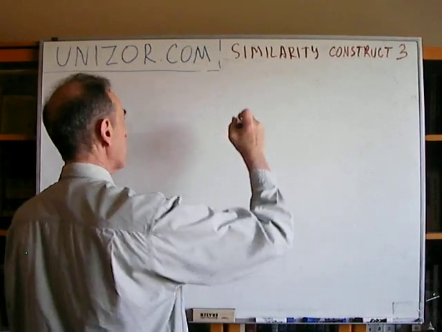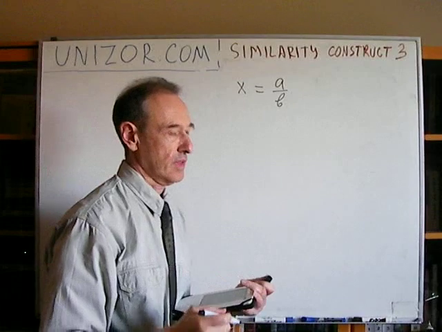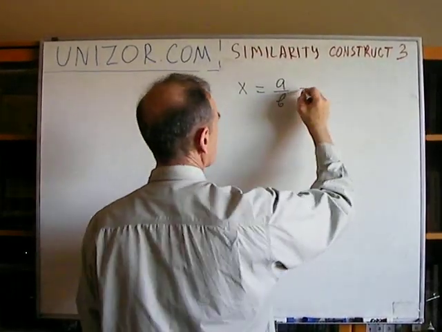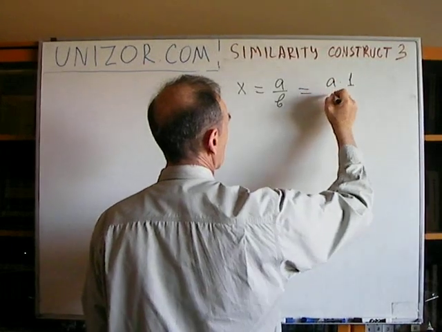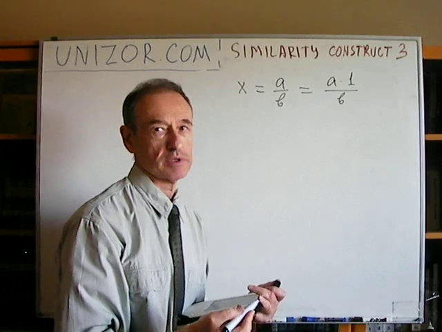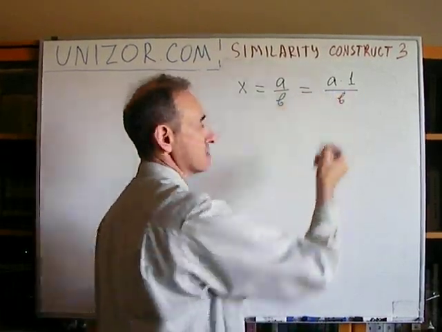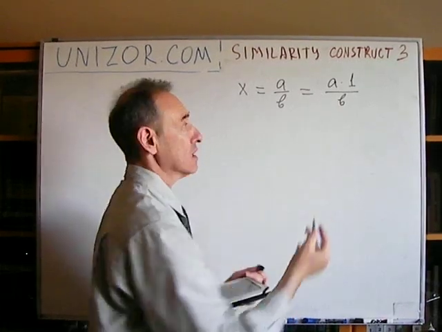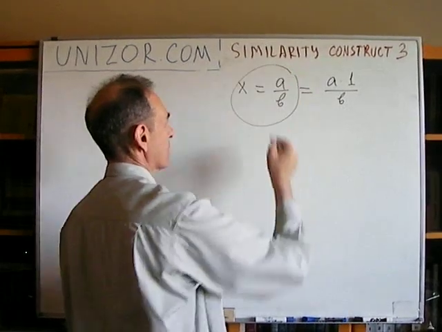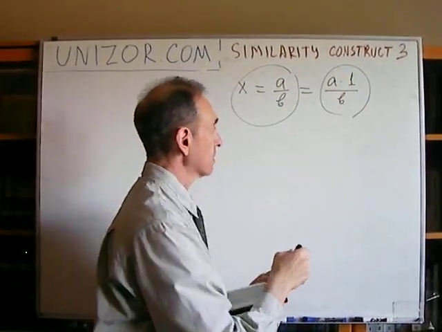Next is maybe a little bit strange. Now, what it actually means in this case, it means A times 1 over B, where 1 is a unit segment. So it's basically the same problem as before, but one of these three given segments is a unit segment. And it's implied, whenever you see something like this, that there is a unit segment which is participating in the whole thing.